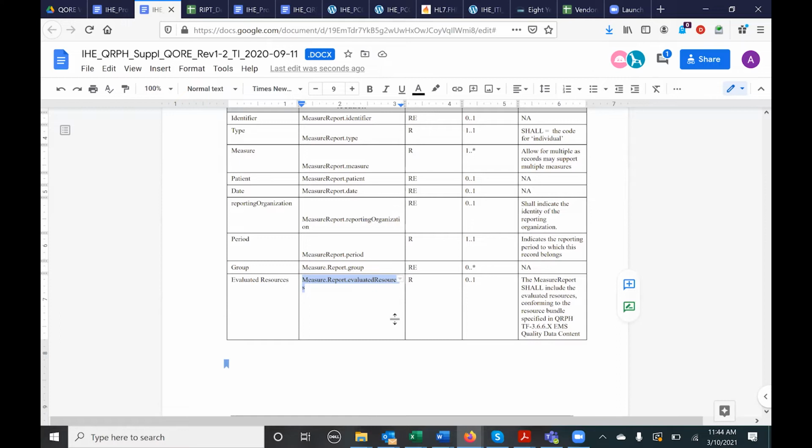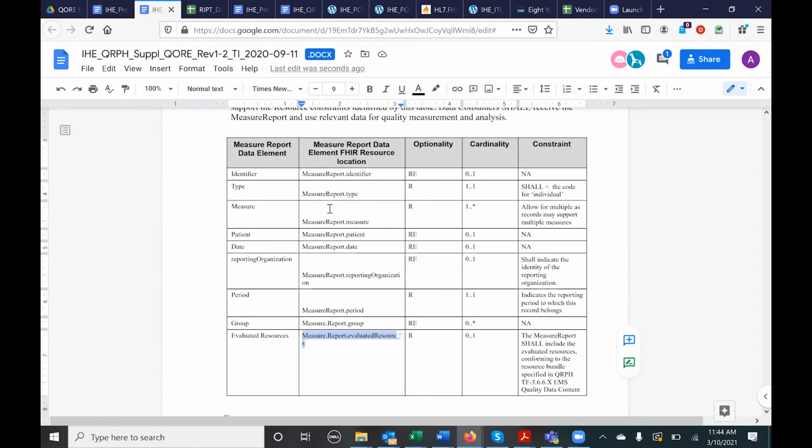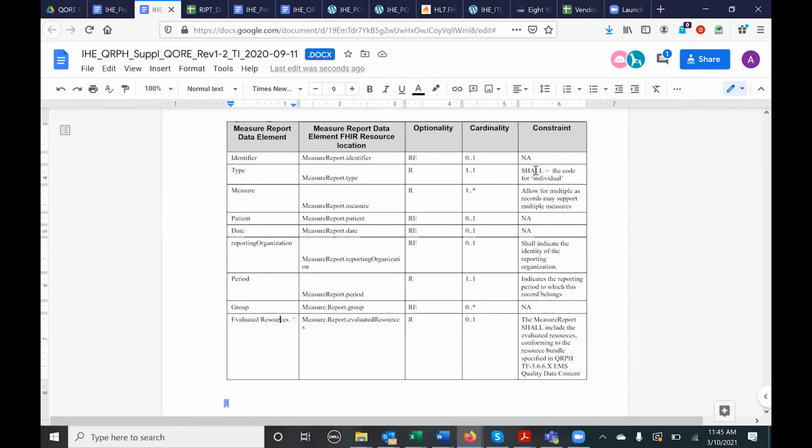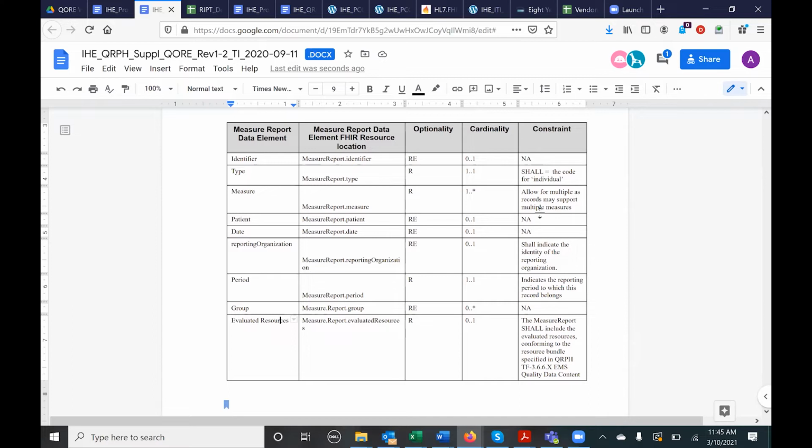And the measure report can be used by anything. So if someone wanted to base anything that they're doing off of what this profile is doing, but using different evaluated resources, et cetera, that is a possibility as well. But we do have our constraints here in this profile that is EMS and quality data based.